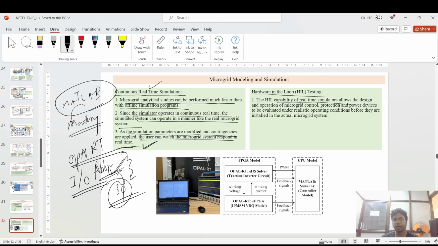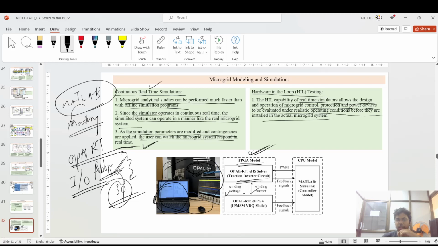The second is hardware-in-loop testing. HIL gives the real-time simulator the capability to allow the design and operation of microgrid control, protection, and power devices to be evaluated under realistic operating conditions before they are installed. In the figure I have given below, this is an OPAL-RT setup for a microgrid, and the model is inside this laptop. This OPAL-RT has an FPGA for the real-time simulation.